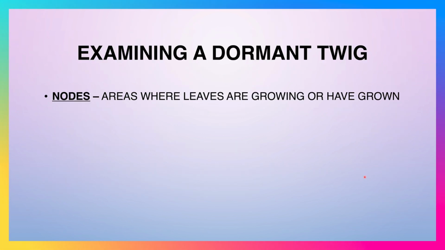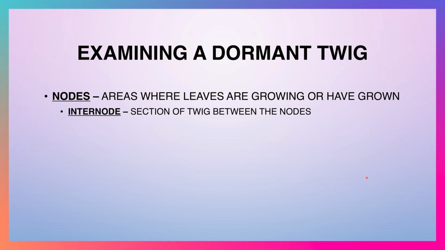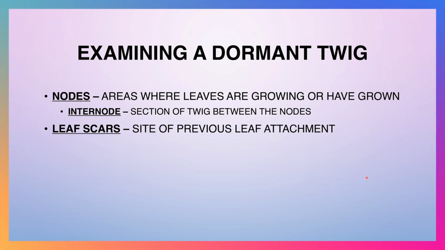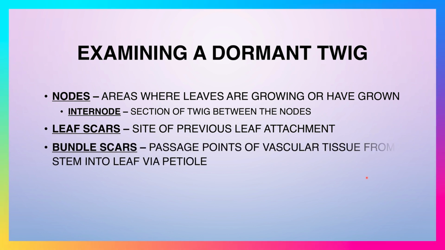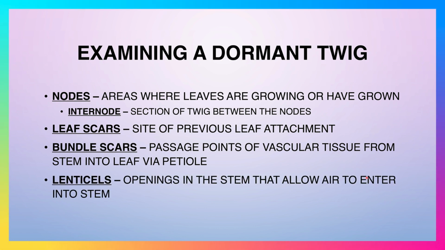Areas where leaves are growing or have grown are known as nodes, with the section between nodes known as the internode. This is the section of a stem between each node. Sites where previous leaves were attached but have now fallen off are called leaf scars. And then the passage points where the vascular tissue goes from the leaf scar into the leaf or into the petiole is known as a bundle scar. And lastly, there are openings in the stem that allow for air to enter in and out of the stem that are known as lenticels.